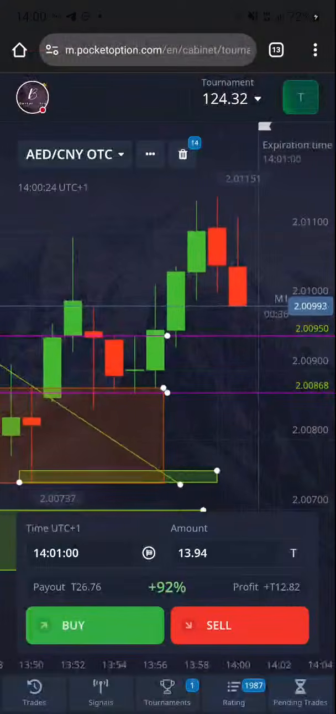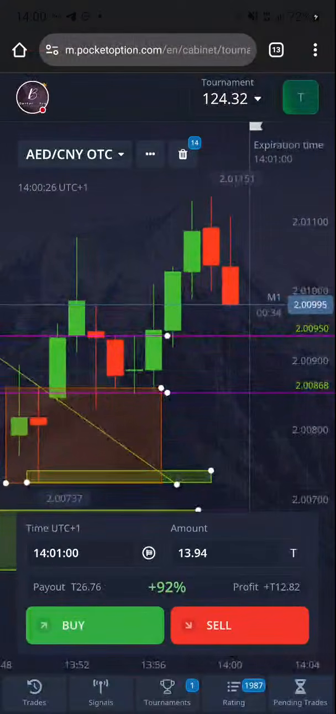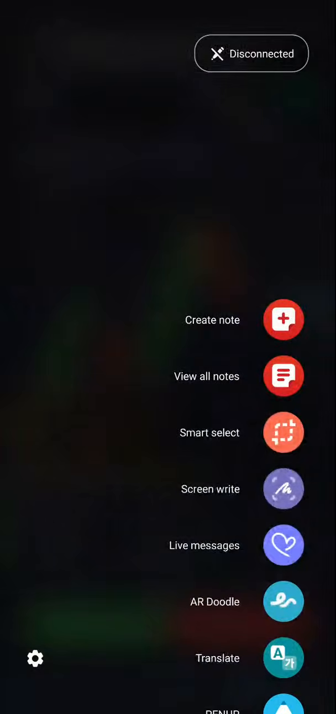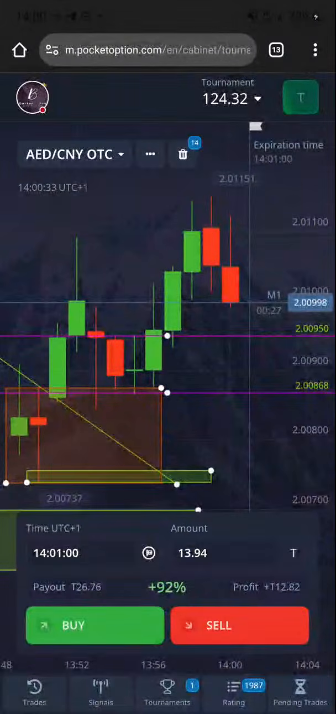You understand? Let me explain this trade quickly. You know what? Let me take this trade. Let me take a screenshot here. I'm going to send it to everyone on Telegram.